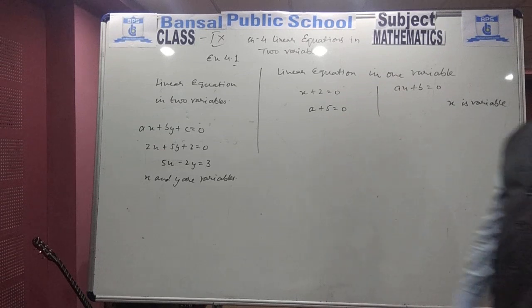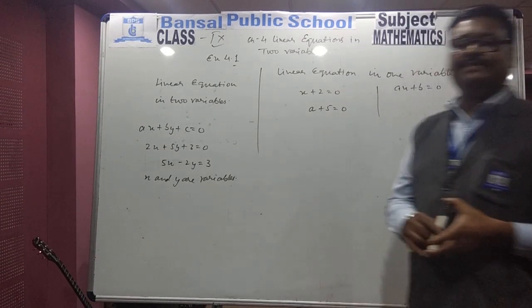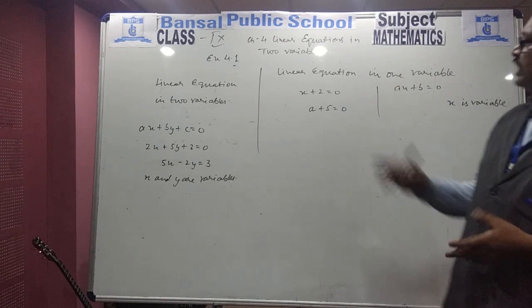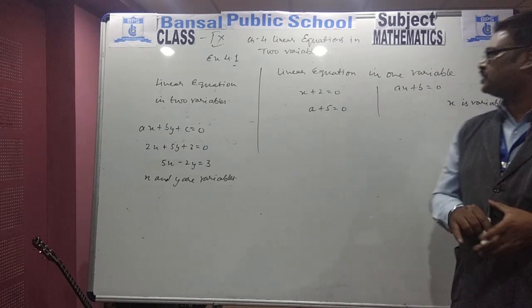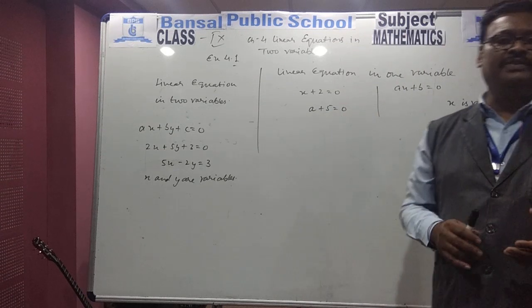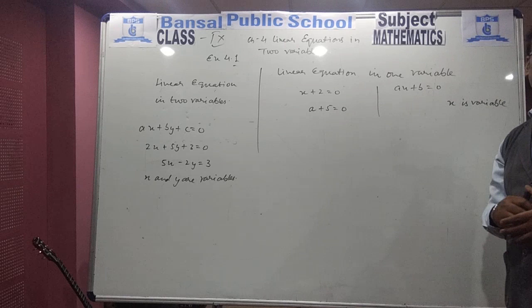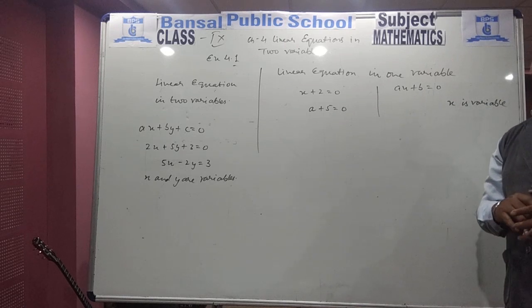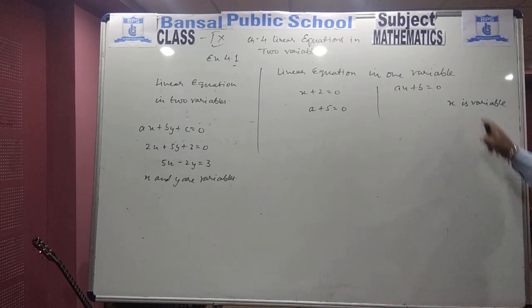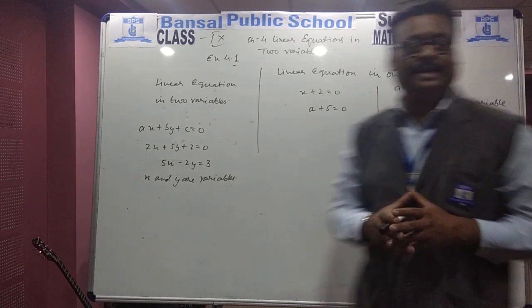Let us quickly recap the things that we have learned today in linear equations of two variables. Firstly, we have learned about linear equations in one variable. Example, x plus 2 is equal to 0 or a plus 5 is equal to 0. If I want to write the general form, it is ax plus b equal to 0. And what is the variable here? There is only one variable, that is x. What about a and b? They are constant terms that can be any real numbers.